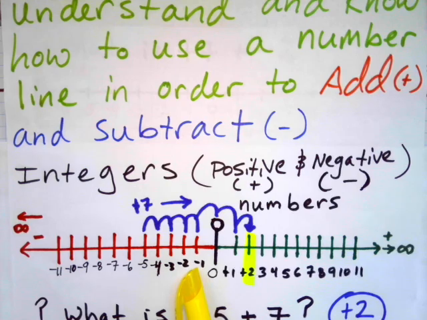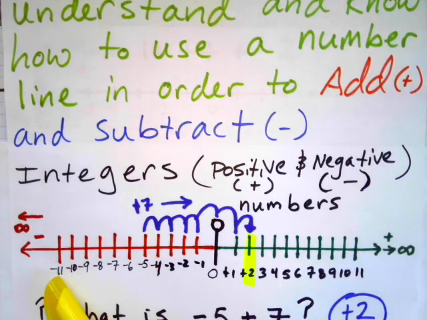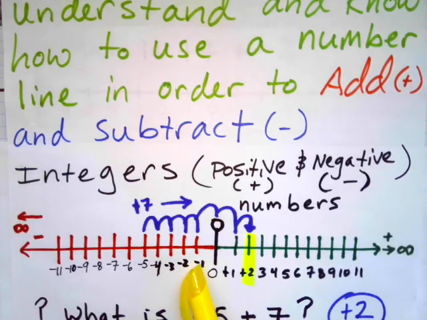Think of it this way. Would you rather owe me $1, a -1, or would you rather owe me a -$11? So -1 is closer to 0. You have a larger value when it's a -1.